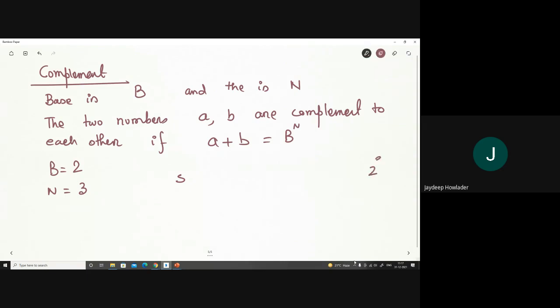So 2 to the power 3 is 8. Then if we take A equals 5, what should be the B? Because B is another component which adds up to the value of 8. So B is 3. Understand? So we say that A and B are complementary, or sometimes we call these things a 2's complement.